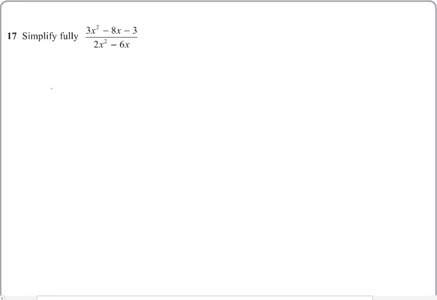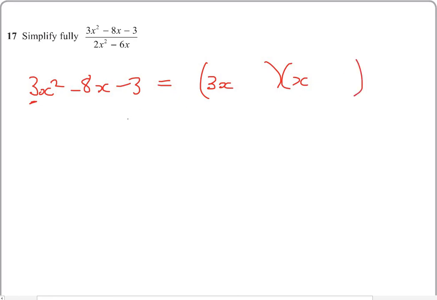Right, simplify fully this. So the first thing you should know is that 3, the coefficient of x squared here, is a prime number, which means that the brackets can only be split up in this way. If we had, say, a 4 there, you could split it up into 1 and 4, or 2 and 2. So now we're looking for two numbers that add together to make -3, and multiply to make -8.